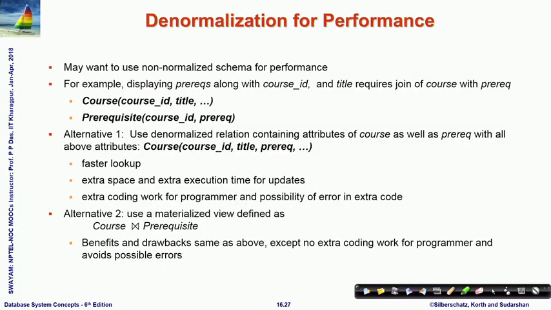The other alternative could be that you have a materialized view, which is actually the join of course and prerequisite. In terms of performance, it has the same benefits and costs as you say, but the only thing is you will not need to do that extra coding. So, it is better from that perspective. So, always keep the issue of denormalization in view, and do a careful design. If it is very frequent that you will have to compute a join, then you might want to sacrifice some of the redundancy, some of the possibilities of having anomalies, and still have a denormalized design in your database.